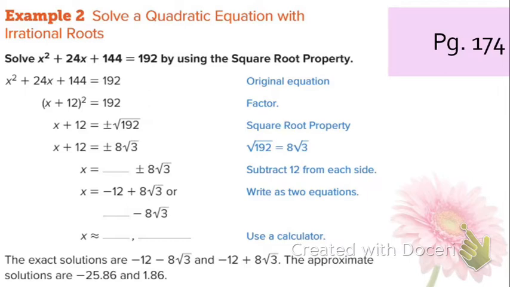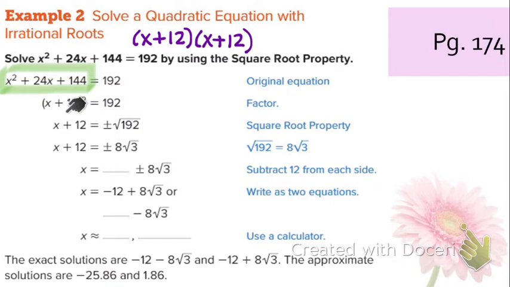use your calculator because you can test this. If you take 24 divided by 2, what's 24 divided by 2? And what's 12 squared? So do you see how half of this number squared equals C? That means that this is a perfect square. So this here, that green box factors down to x plus 12 times x plus 12. But instead of writing it twice, we wrote it with an exponent, x plus 12 squared.